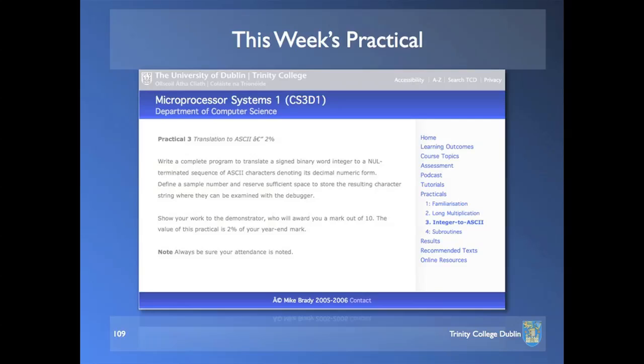Now, I want to warn you again that I've done this before, and so it may look very easy. I don't want to discourage you if you think this kind of thing is not for you. Nobody's just writing it down. It's very difficult to get this stuff right the first time around, or only the first few times around. Okay, so we're going to write a complete program to translate a signed binary word integer to a null terminated sequence of ASCII characters. Okay, I gave you a hint about this, which I don't think many of you got. I said we did it before.